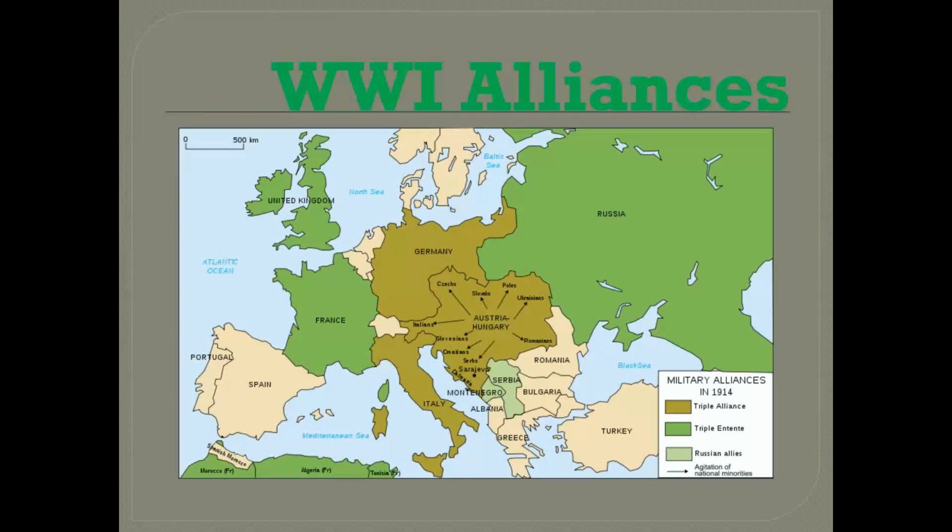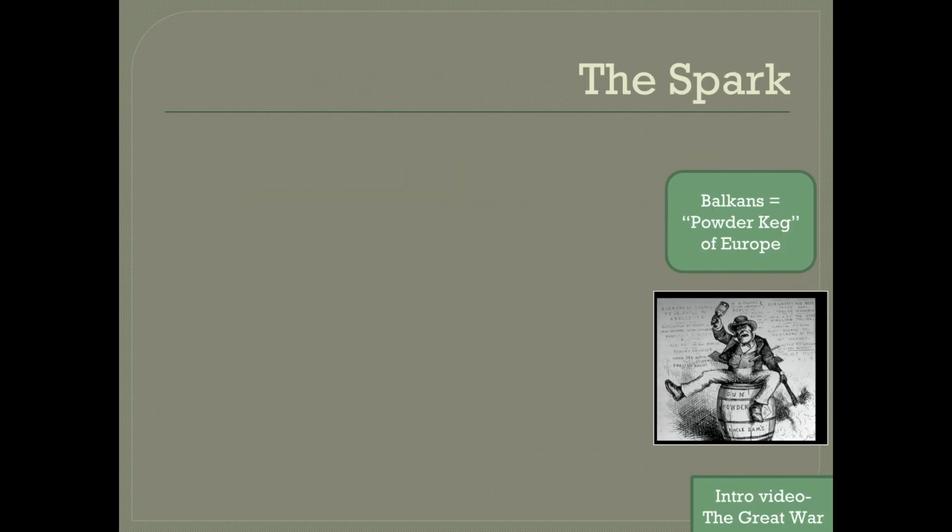Again, here's a map showing you the alliances, the Triple Alliance and Triple Entente. We've seen this map before, but you can take a quick look at it and get an idea about where these countries are in Europe and how they were situated as this war begins in 1914.